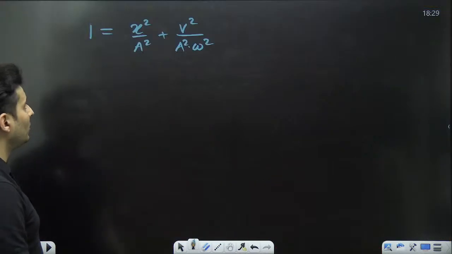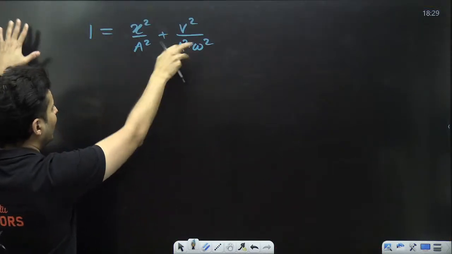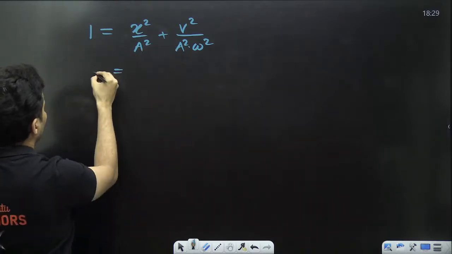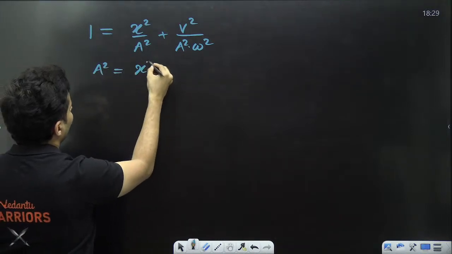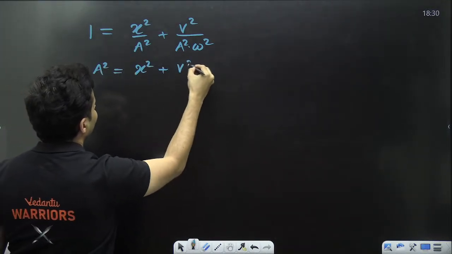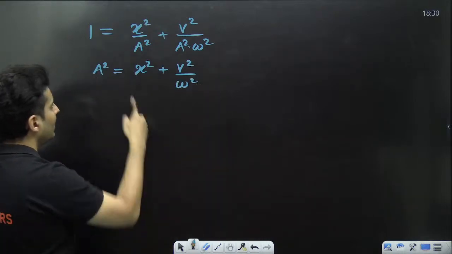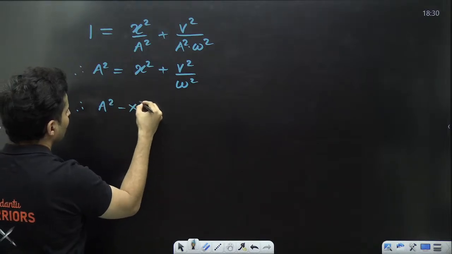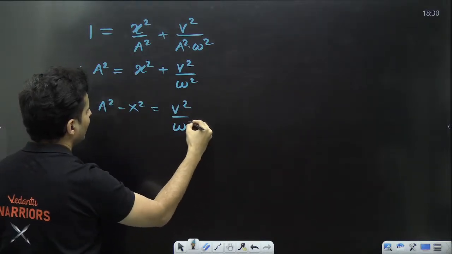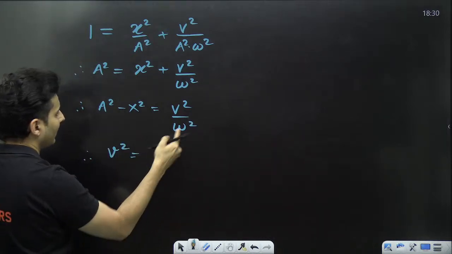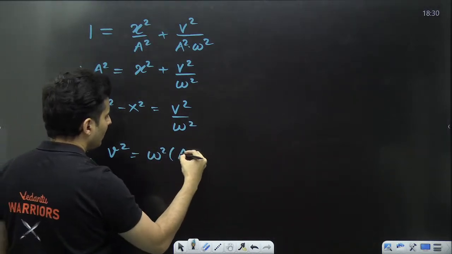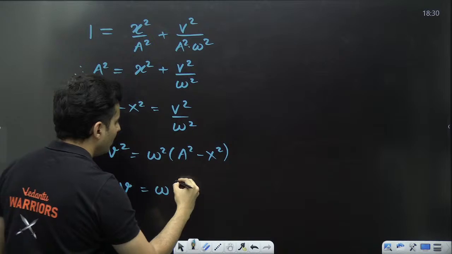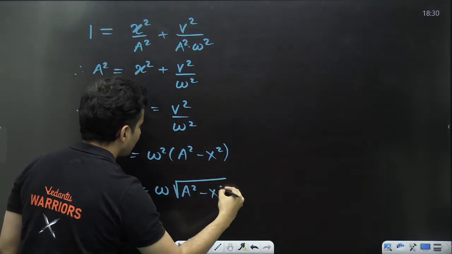Awesome. Now I will just cross multiply and take LCM and all of that. First of all, take a square on the top. So a square is equal to x square plus v square by omega square. Shift x square over here, so it becomes a square minus x square is equal to v square by omega square. So what will be v square? Taking omega square on the top, it will be omega square times a square minus x square. So what will v be? It will be omega root of a square minus x square.